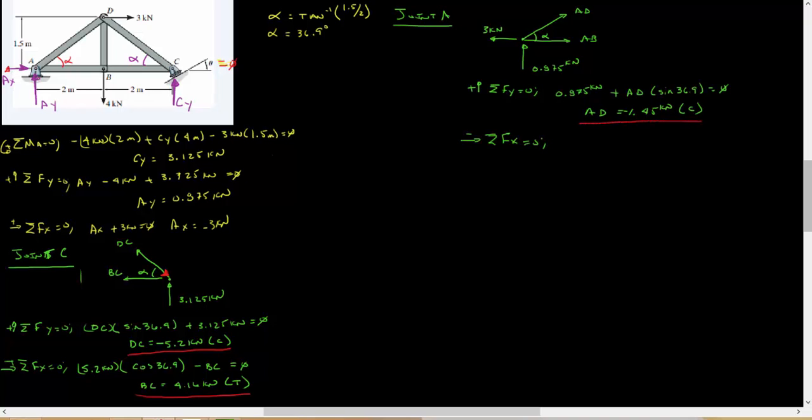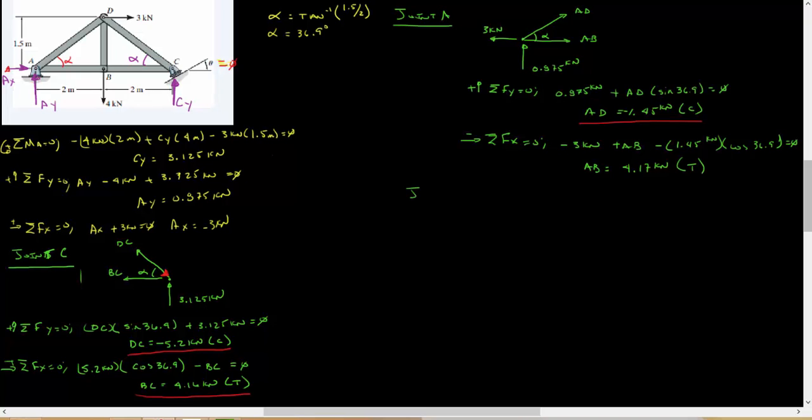Okay, so now I'm going to sum my forces in the x direction. If I sum my forces in the x direction, I get negative 3 kilonewtons plus AB minus 1.45 kilonewtons times the cosine of 36.9 degrees is all equal to 0. So we're going to get that AB comes out to be 4.17 kilonewtons, and that's going to be in tension.